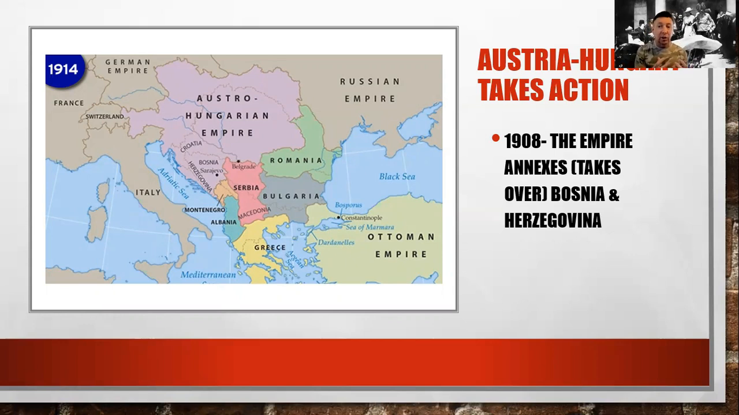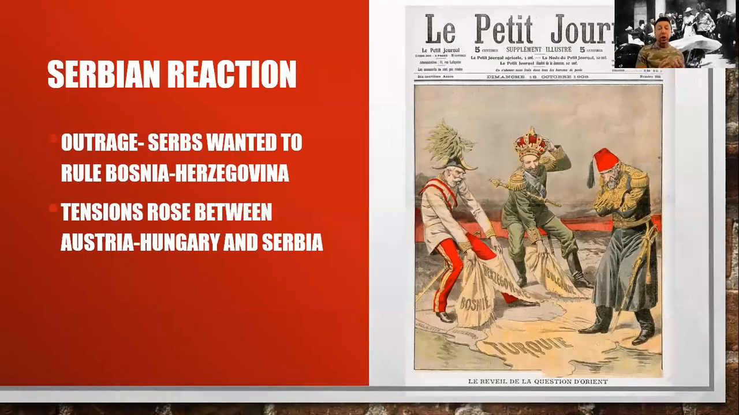Because Austria-Hungary had taken this action in 1908, it does not sit well with others, particularly the Serbs. Why? Because the Serbians wanted to rule that area. They wanted Bosnia and Herzegovina as part of this Slavic empire. And so you're going to see elevated tensions between the Austro-Hungarian Empire and Serbia.